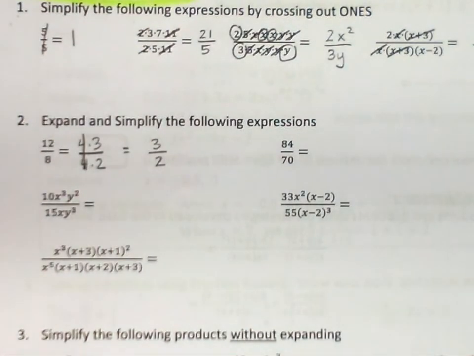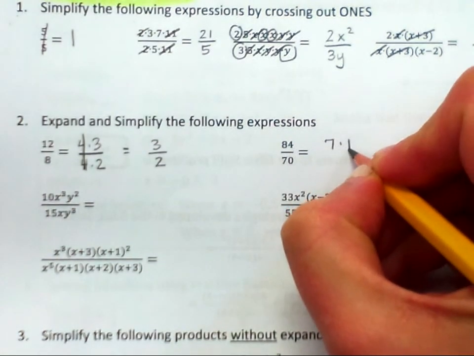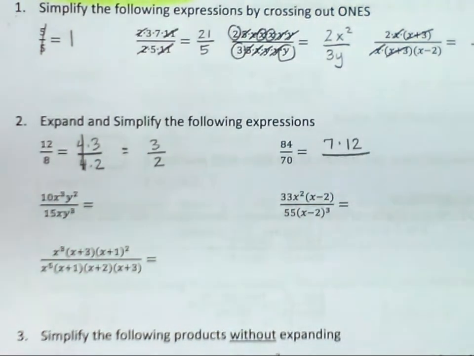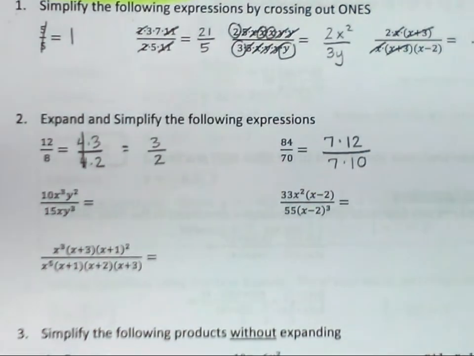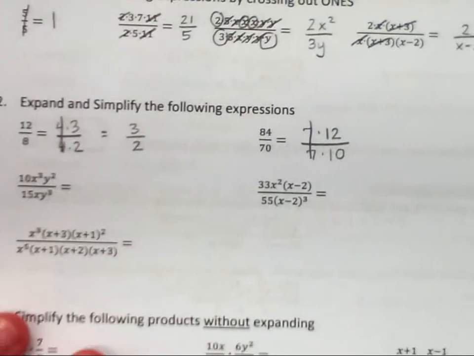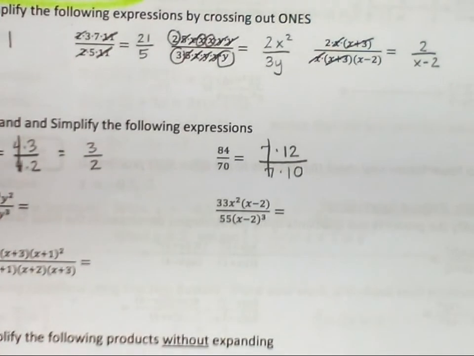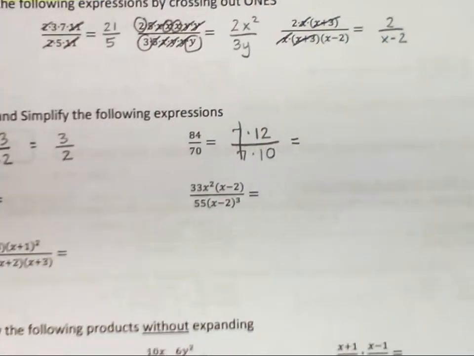So 84 and 70, there's a lot of numbers. You want to think of the biggest one that you can think of. There's a lot of numbers that would divide both of those. So I'm thinking of 84 as 7 times 12 and 70 as 7 times 10, because that's the first one that came into my mind, which means I can cross out the 7s, but then 12 over 10 is still not reduced.